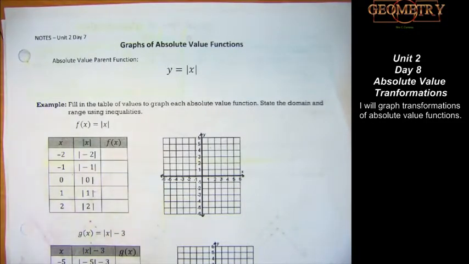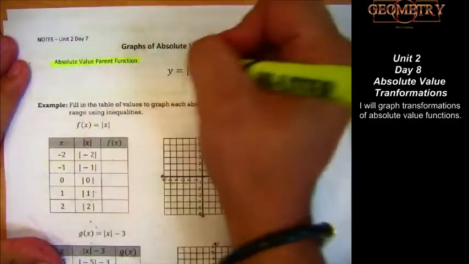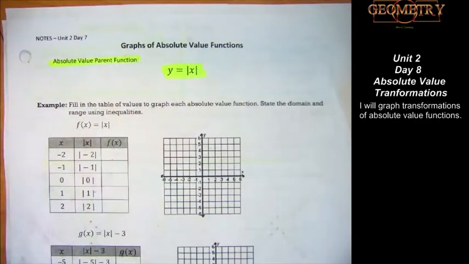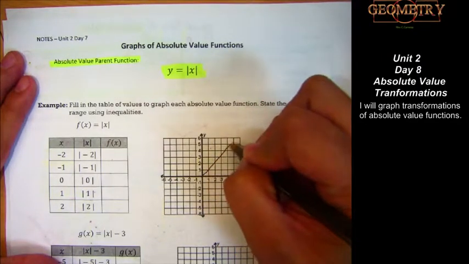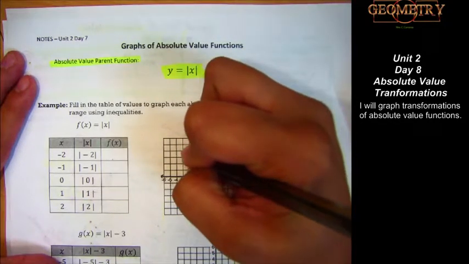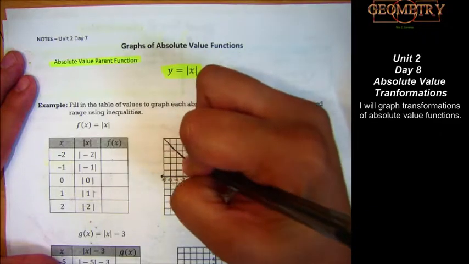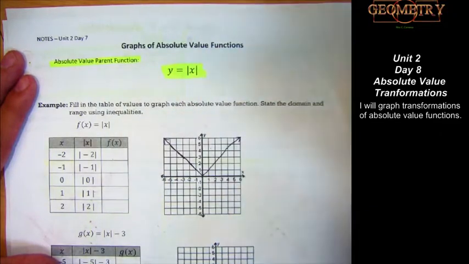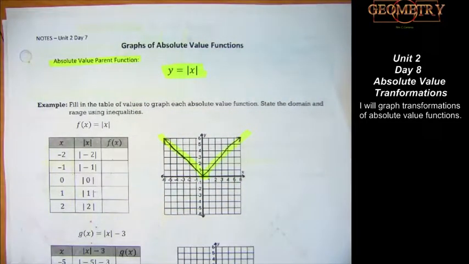We talked about the absolute value function. This is what the parent looks like. So all the absolute value functions are going to be based off of this graph. And this graph looks like this, only neater, because I clearly cannot draw straight lines today. Okay, and so the absolute value function, the parent of it looks like that.